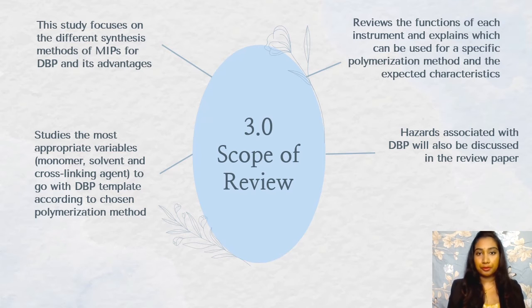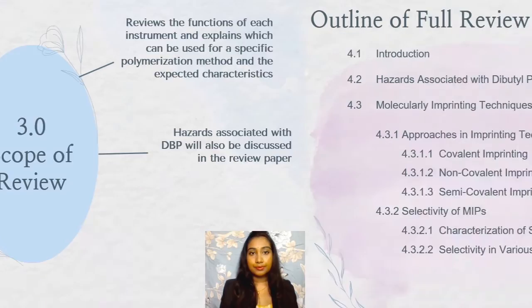Next, let's look into scope of review. The study focuses on the different synthesis methods of MIPs for DBP and their advantages. It studies the most appropriate variables to go with the DBP template according to the chosen polymerization method. The study also reviews the function of each instrument and explains which can be used for a specific polymerization method and the expected characteristics. Hazards associated with DBP will also be discussed in this review paper.